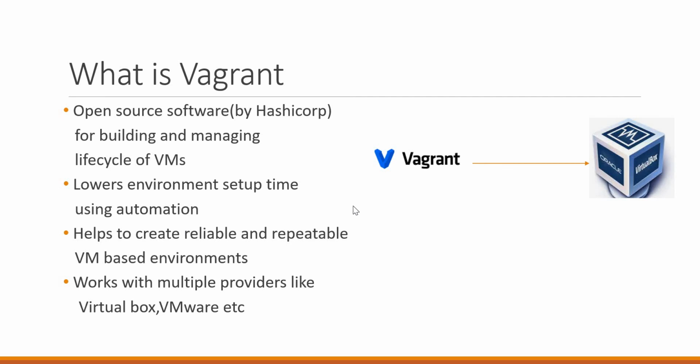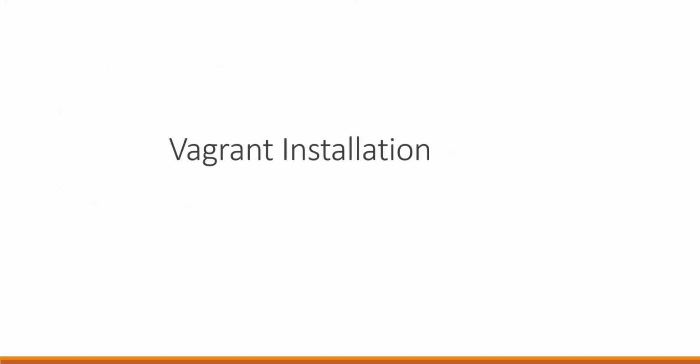We can use the same automation to create our environment, and it works with multiple providers like VirtualBox, VMware, etc. VirtualBox is one type of hypervisor. Other providers can also be used with Vagrant, like VMware. So this is Vagrant. Let us install Vagrant on our machine.